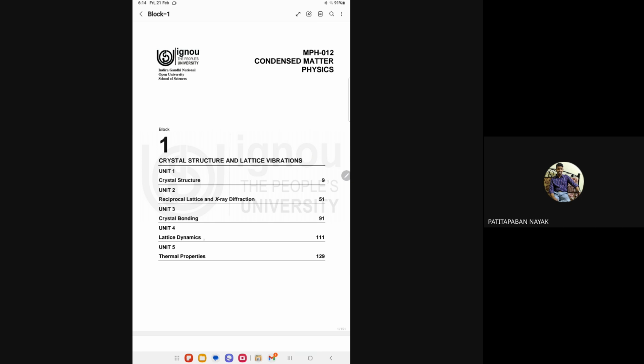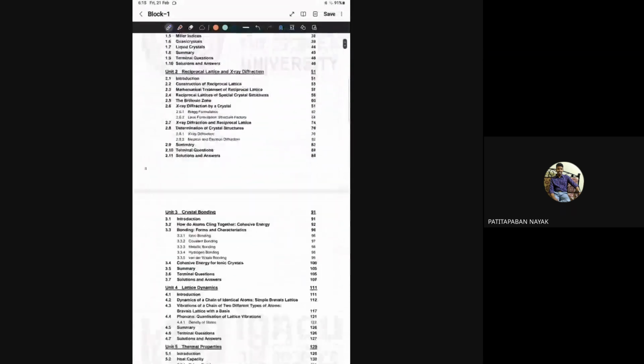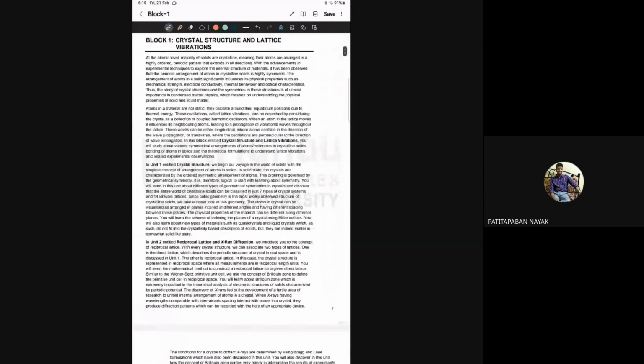Then lattice dynamics, thermal properties. So starting with crystal structure, I would suggest all of you to open that page, hard copy, so that it will be easier for you to understand. Along with this material, if somebody is interested to read extra material, I would suggest the book Introduction to Solid State Physics by Charles Kittel. I might be following a few of the diagrams from there as well. I'll be showing it.